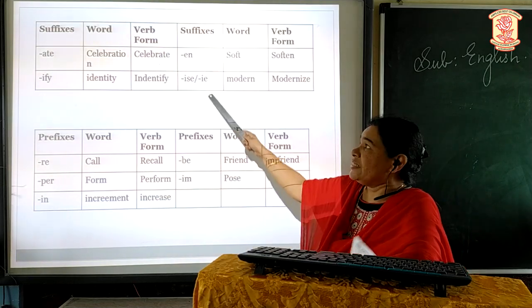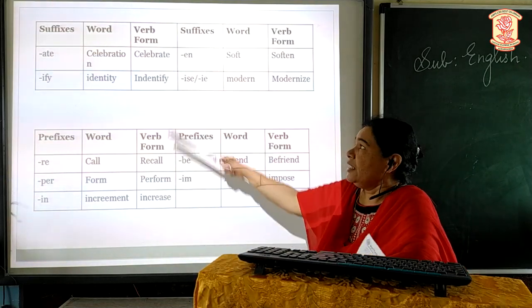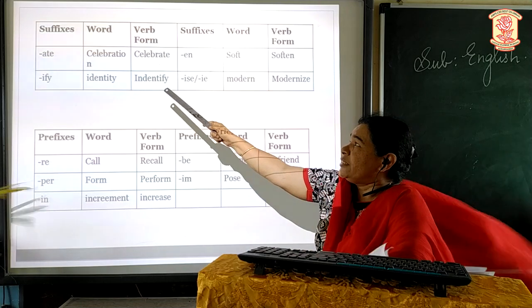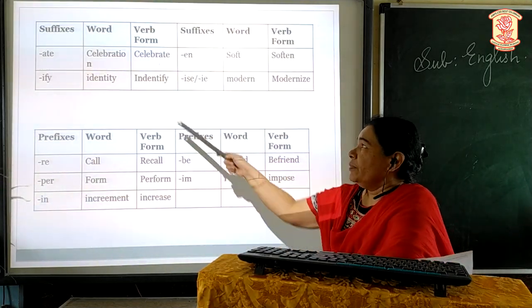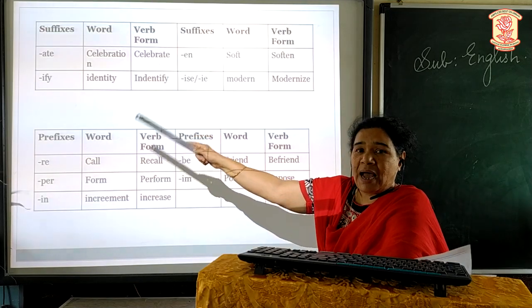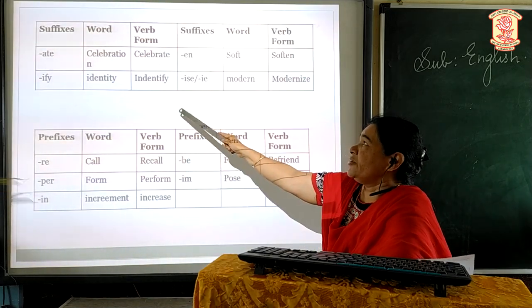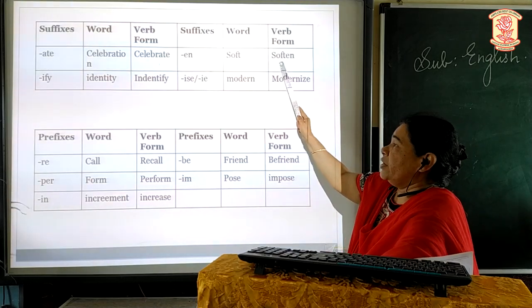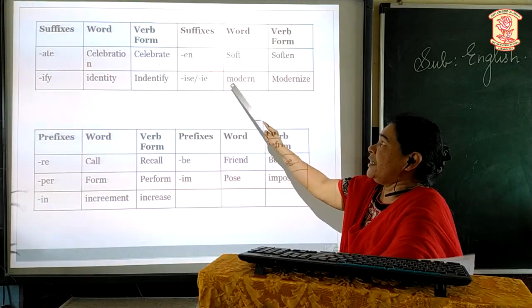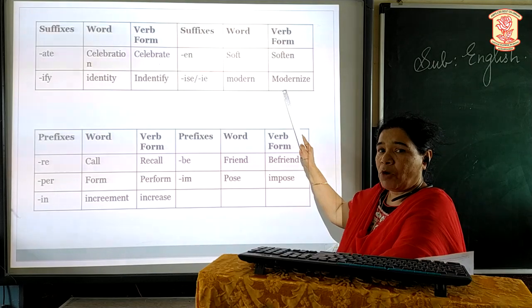See these examples with suffixes and prefixes. If you add ATE to celebration, it becomes celebrate. Celebrate is the verb form. Identity, you have to add IFY. It becomes identify. Then if EN is added to soft, it becomes soften. ISE or IZE to modern, it becomes modernize.